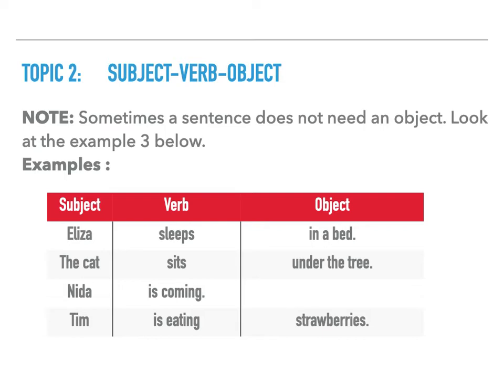The cat sits under the tree. So the cat is the subject. The sitting is the verb. Under the tree. Tree is your object here. Tim is eating strawberries. Similarly, Tim is the subject. What is he doing? Eating. Eating is the verb. And the action is being performed on strawberries. So strawberries will be the object.